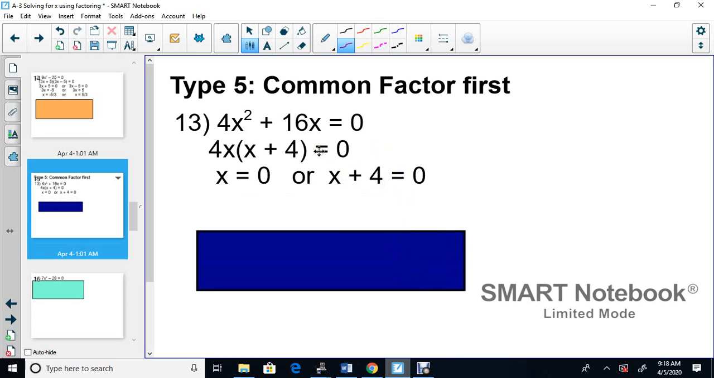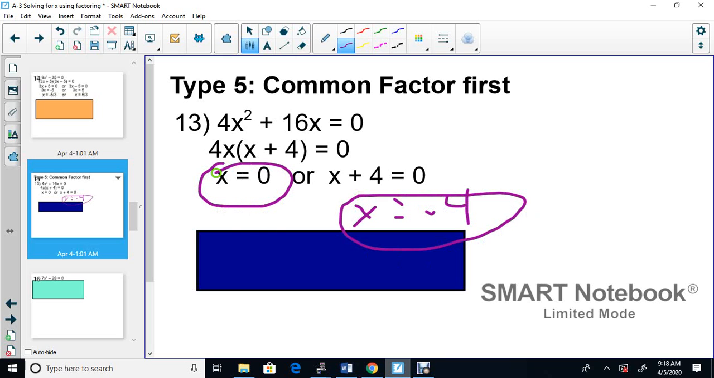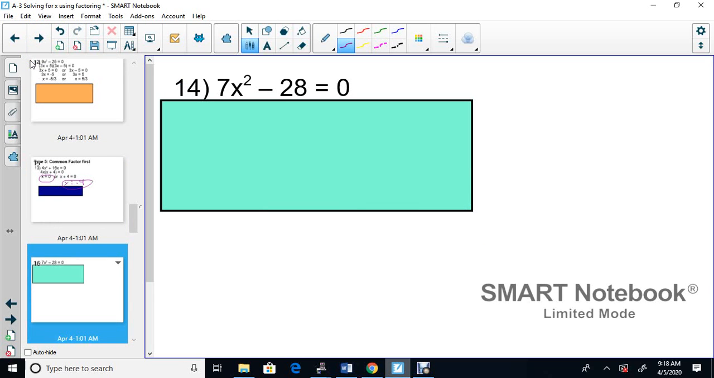Then you bring the 4 to the other side, so you get x equal to negative 4. So your one answer is x equal to negative 4, and your other answer is x equal to 0. X equal to 0 is an acceptable answer. Okay, the next one here, we're going to common factor again. So let's see what goes into 7 and what goes into 28.